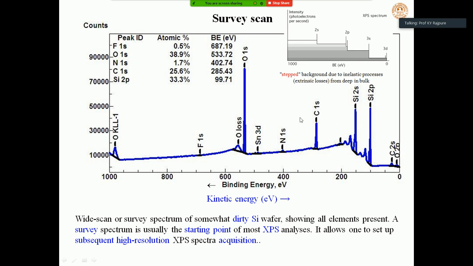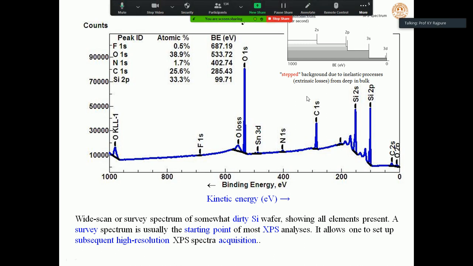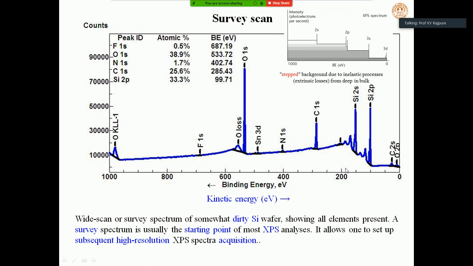So this can be considered a starting point. The survey scan spectrum can be considered the starting point of most XPS analysis, and this allows us to set up the subsequent high resolution XPS spectrum. For example, if from this spectrum you want to analyze how much silicon is present here, how much carbon is present, you just enlarge this. Keep in mind, for scanning this much, you require more time. Somebody will say, let us just enlarge this. So rescanning will also require that much time. I am going to tell you why.